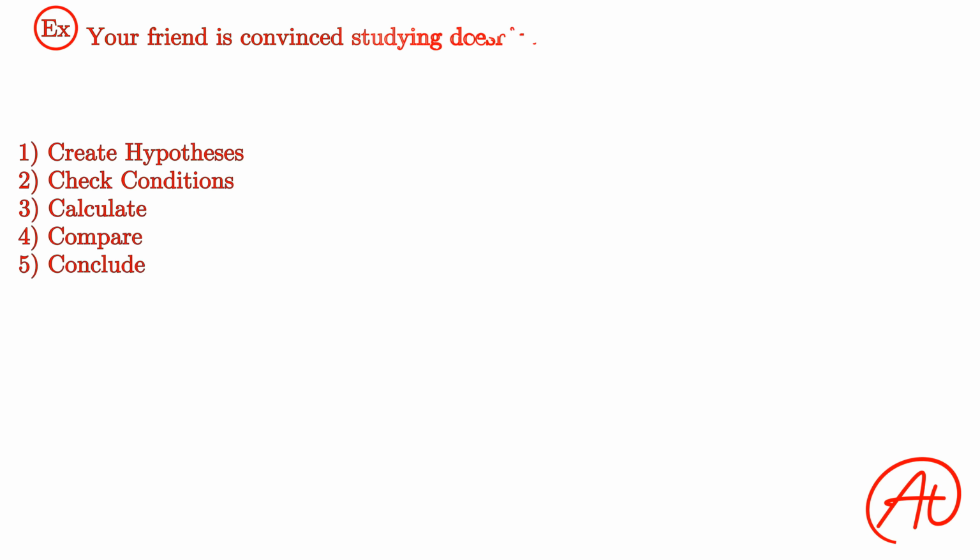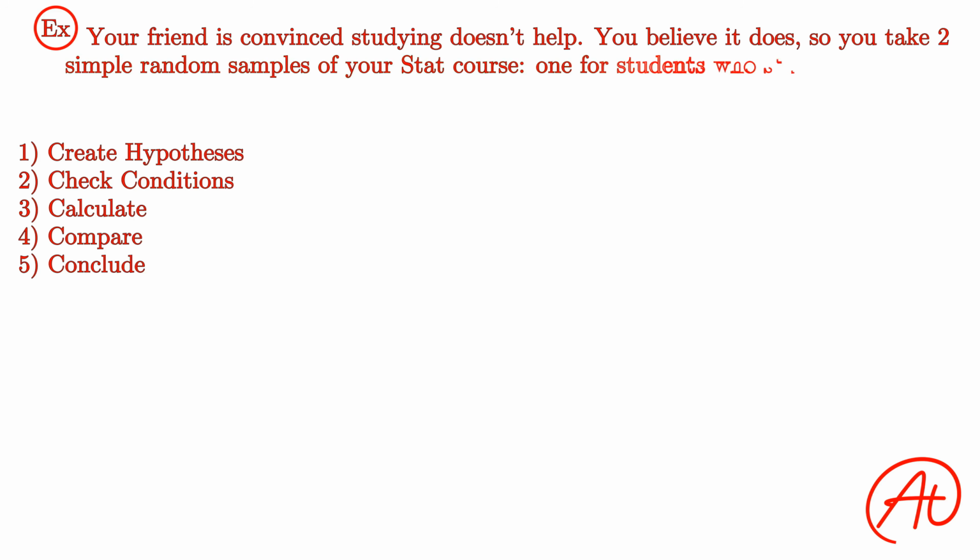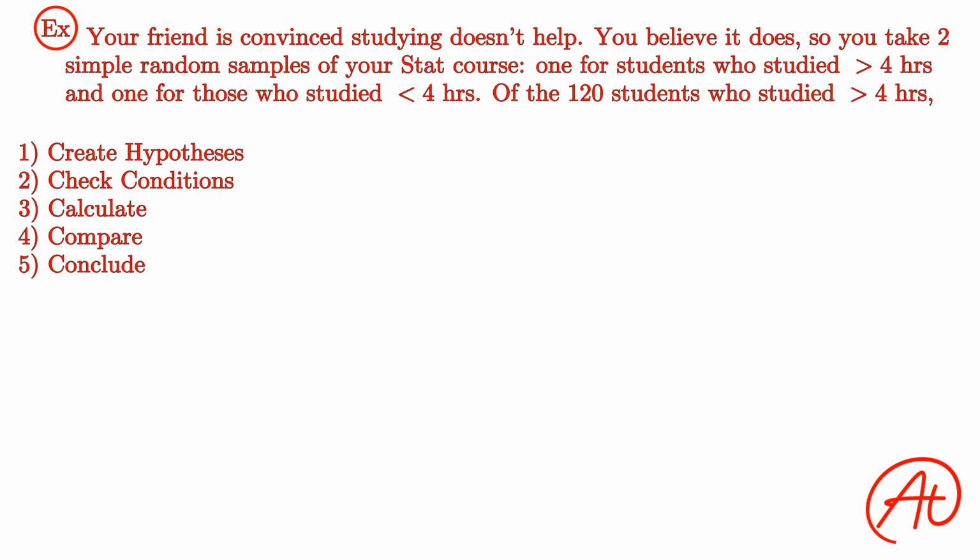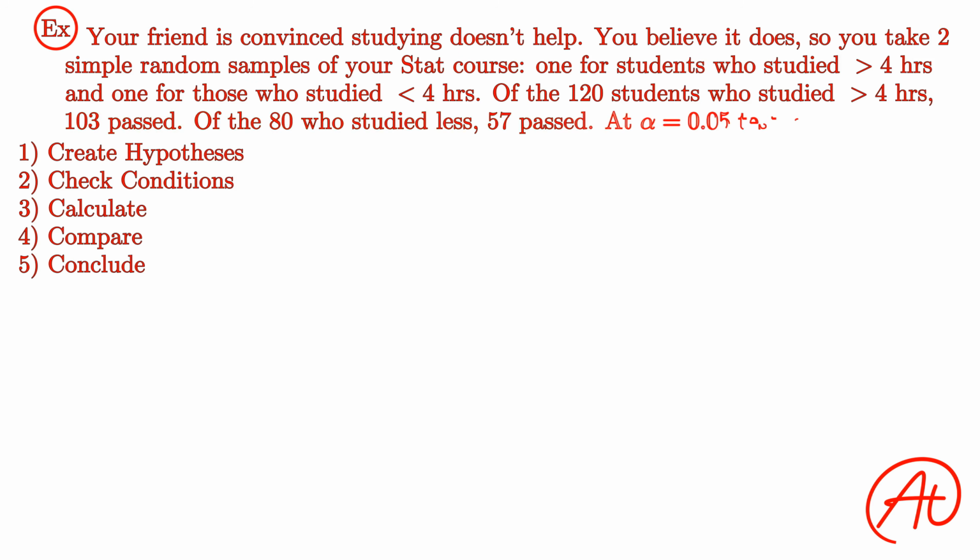Say your friend is convinced studying doesn't really help you pass tests. You believe it does, so to prove them wrong, you take two simple random samples of students taking your statistics course at your college. One for students who have studied more than 4 hours, and one for students who have studied less than 4 hours for their final exam. Of the 120 students who studied more than 4 hours, 103 of them passed their final. Of the 80 students who studied less than 4 hours, 57 of them passed. At an alpha value of 0.05, test your claim.